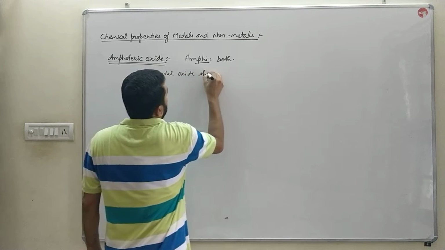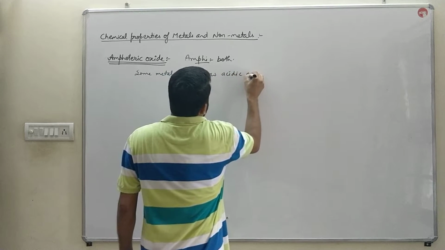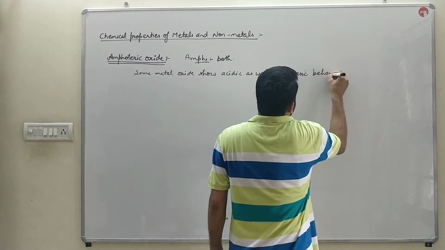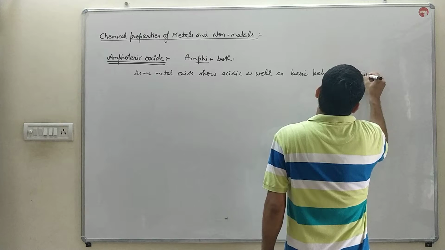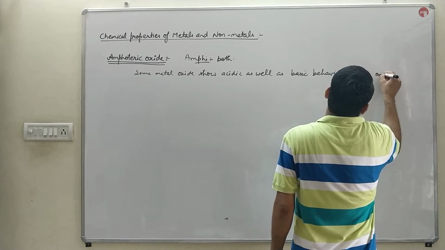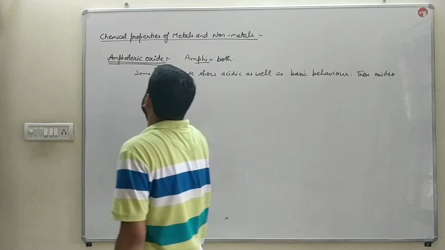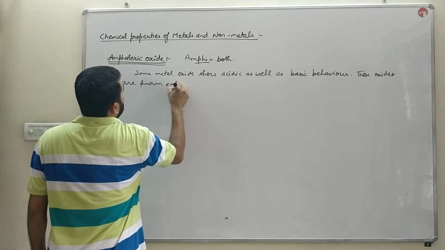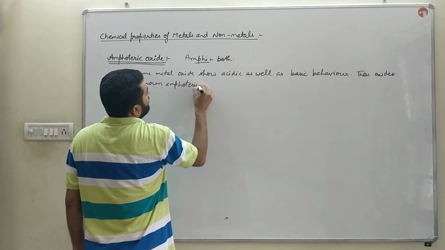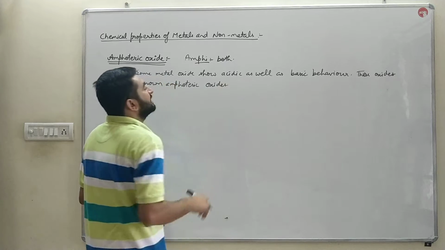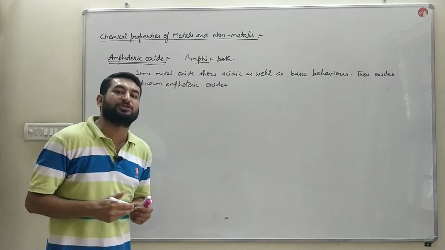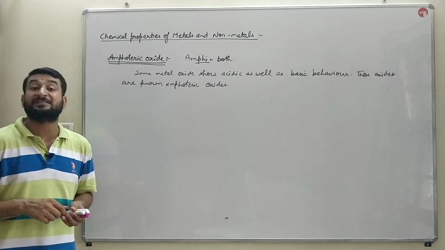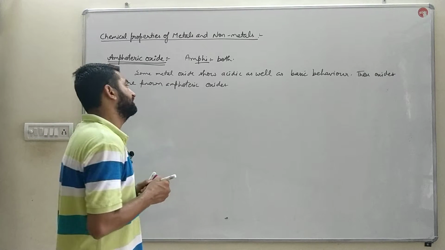show acidic as well as basic behavior. These oxides which do so are known as amphoteric oxides. So if someone asks you what are amphoteric oxides, the oxides of metals which show acidic as well as basic behavior or basic nature are known as amphoteric oxides.